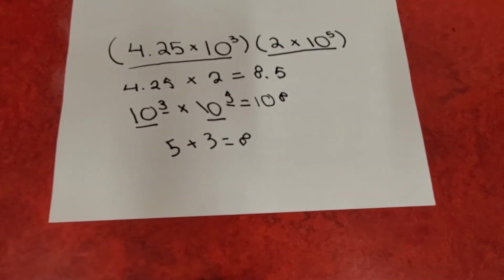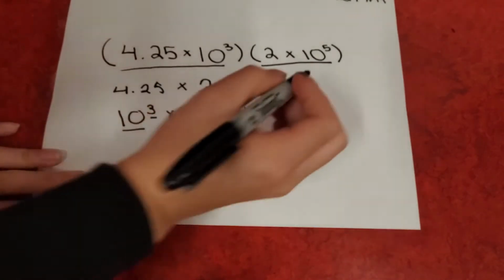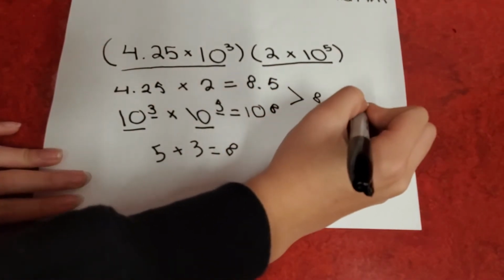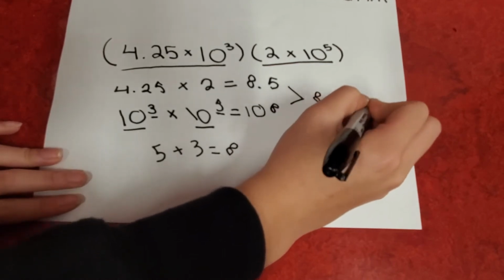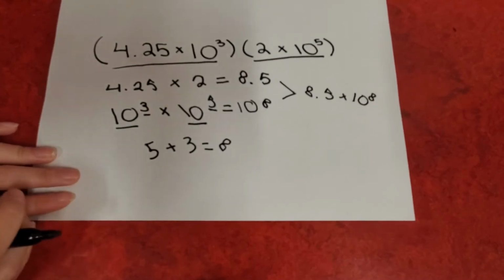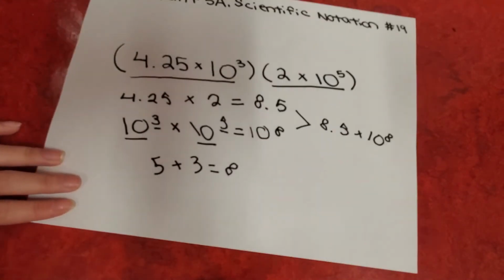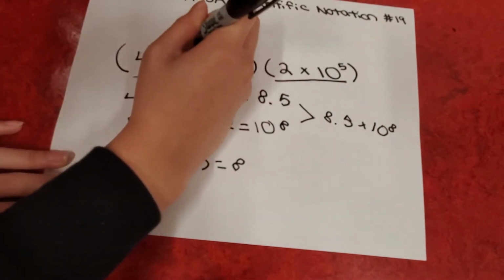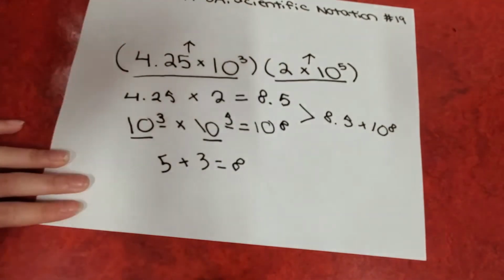So 10 to the power of 8 and 8.5. And then now you combine them to make 8.5 times 10 to the 8th. And now, in order to double check that, you would have to expand the two numbers at the top into standard notation.